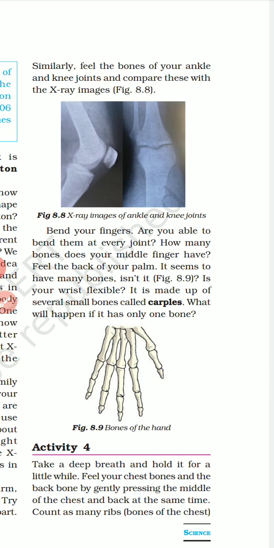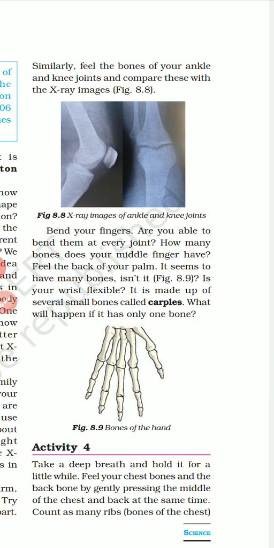Bend your fingers. You are able to bend them at every point. How many bones does your middle finger have? Feel the back of your palm. It seems to have many bones, isn't it? Is your wrist flexible? Can you rotate your wrist? Can you move it front, back, all the sides? Yeah. Is it made up of several small bones called carpals?